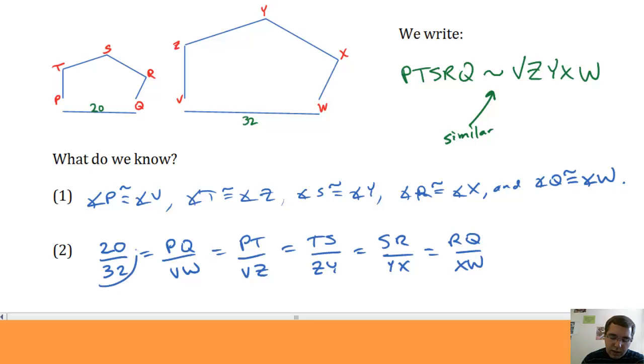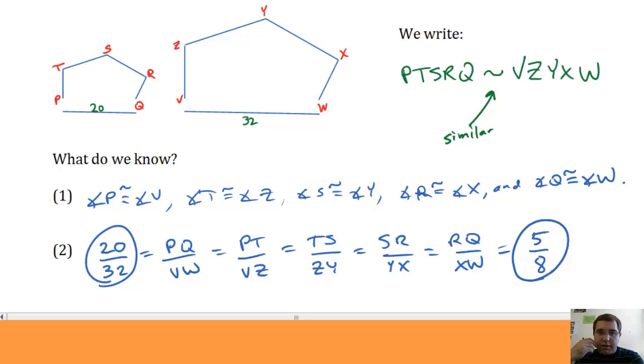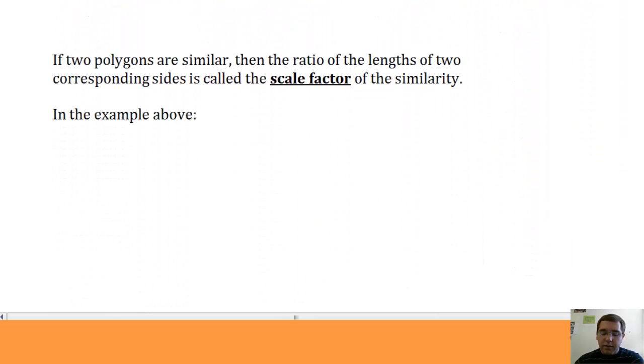So what is that ratio? Well, it's 20 over 32, but we can simplify that. 20 over 32 is the same as 10 over 16, which is the same as 5 over 8. So if I take any pair of corresponding sides of these similar polygons, and I divide their lengths, I will always get 5 over 8 for these two polygons. So the sides are not congruent, they're not the same length, but the ratio of the sides is always the same, it's constant. And in this case, that's 5 over 8.